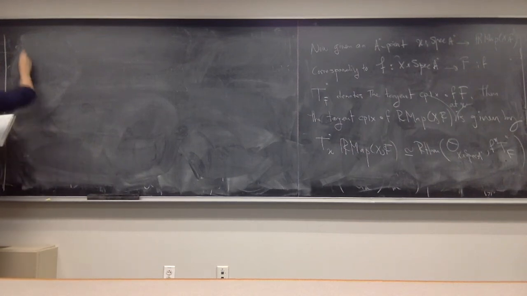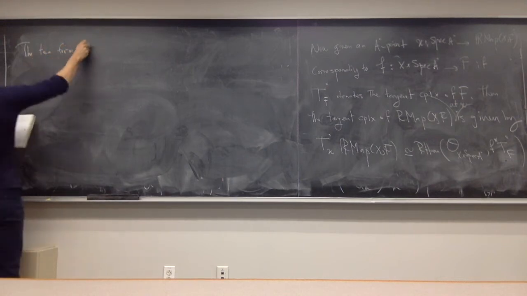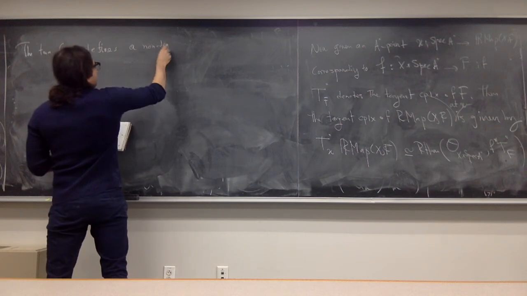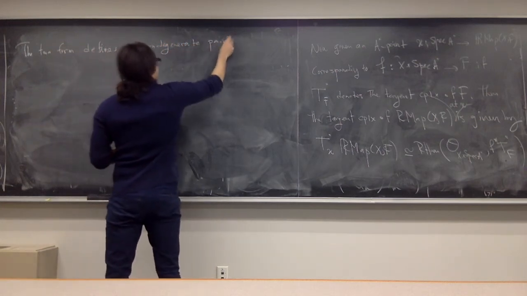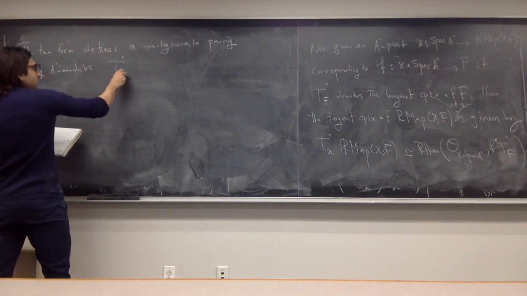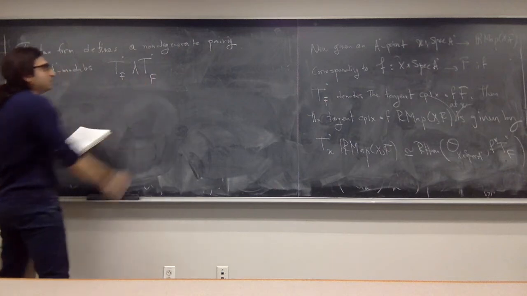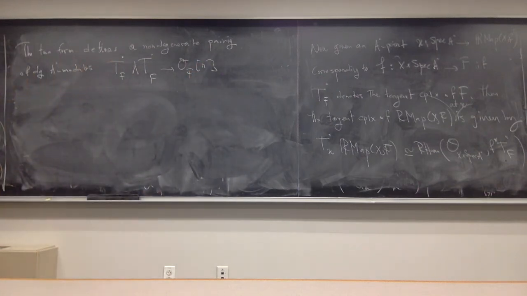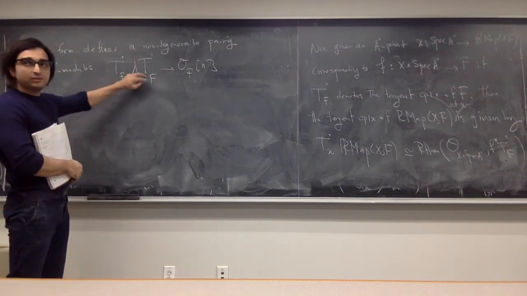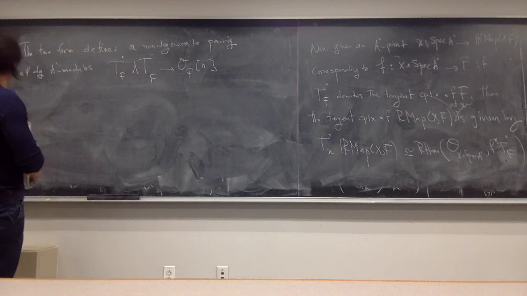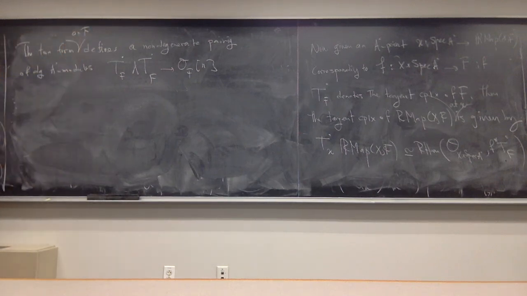So okay, the 2-form now. The 2-form defines a non-degenerate pairing of DG A dot modules from T dot of F, T dot of F to O of F shifted by n. This stack F has a shifted symplectic structure, a shifted symplectic 2-form of degree n. The 2-form on F defines a non-degenerate pairing like that.